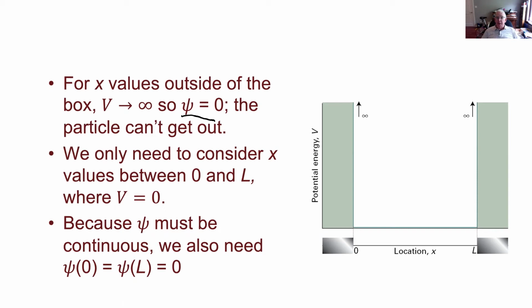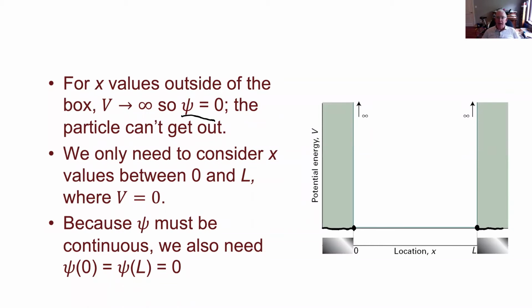So we only need to think about the part between my limits, right? I've got x equals 0 over here, x equals L over there, and in between are the only places where the wave function can exist. Remember, there's a rule that says that wave functions have to be continuous. So since I need the wave function to be 0 here and here, I also need it to equal 0 when it gets to x equals 0 and x equals L.